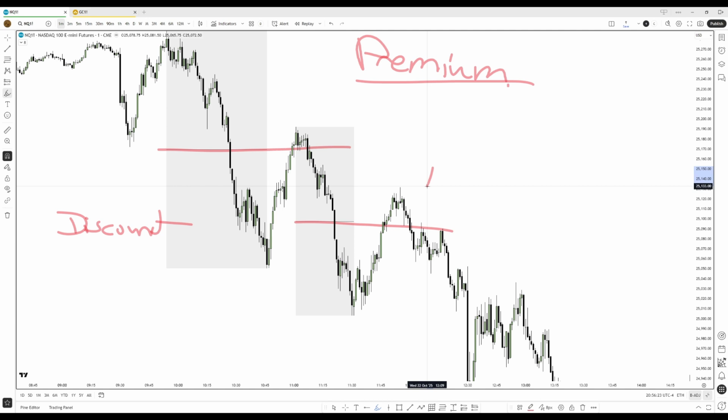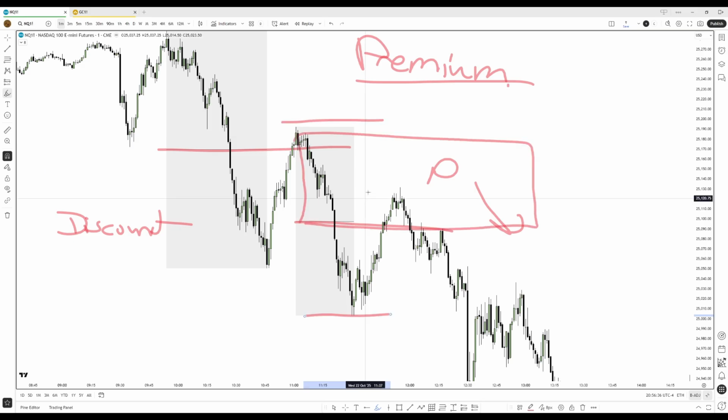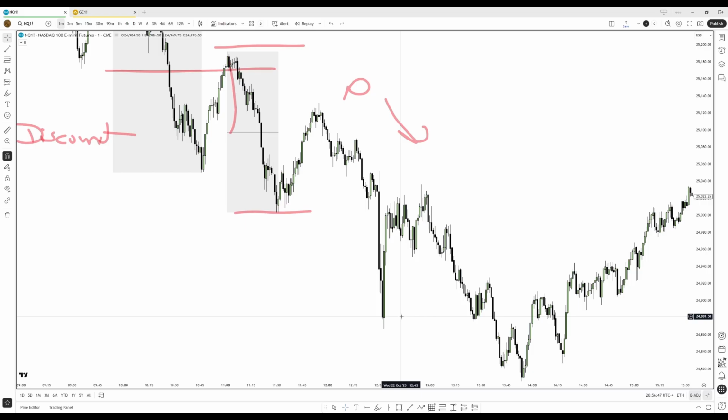Premium is where you would look for sells, because you're in the upper half of this range. If this is the full range, you're in the upper half of it. This is where you would look for sells. Make sense? Okay. Same idea here. Come up, and then let's look at a bullish one.